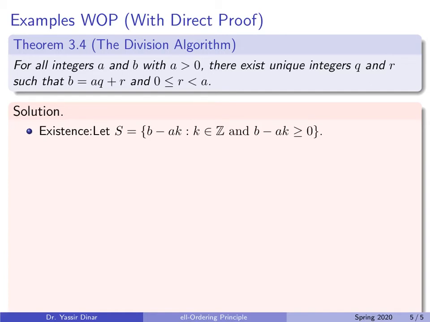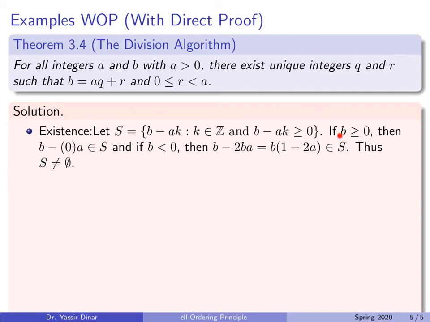For the existence, I will define the following set. We take the set S of all combinations of the form b minus ak, where k is an integer, and we want also b minus ak to be greater than or equal to 0. So the numbers here are all integers, and all of them are greater than or equal to 0. I want to use the well-ordering principle for integers. The only condition remaining is to prove that this set S is non-empty.